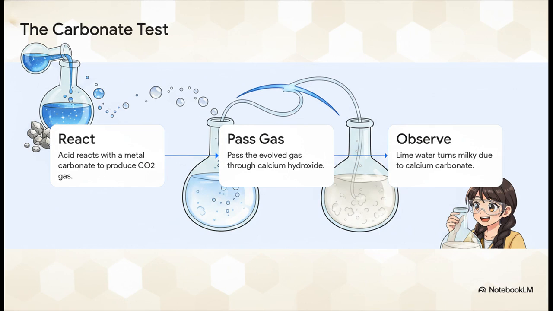Here's another classic exam trap broken down into 3 logical steps. When metal carbonates or hydrogen carbonates react with acids, you get a salt, water, and carbon dioxide. But how do you actually prove it's carbon dioxide? Well, you pass that evolved gas through lime water, calcium hydroxide. The carbon dioxide reacts with it to form a white precipitate of calcium carbonate, and that turns the lime water milky. Remember that exact sequence. Carbonate plus acid gives CO2, which turns lime water milky.